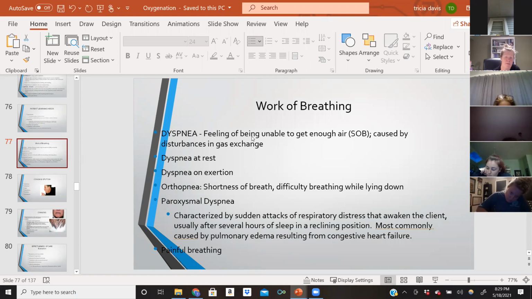And then sometimes it might hurt patients to breathe. They might complain that they have pain when they're breathing in. That's pretty common with pneumonia. And sometimes it's not anything more than just the fact that they've used so many accessory muscles because of the coughing that it hurts. It's the muscles that actually hurt.